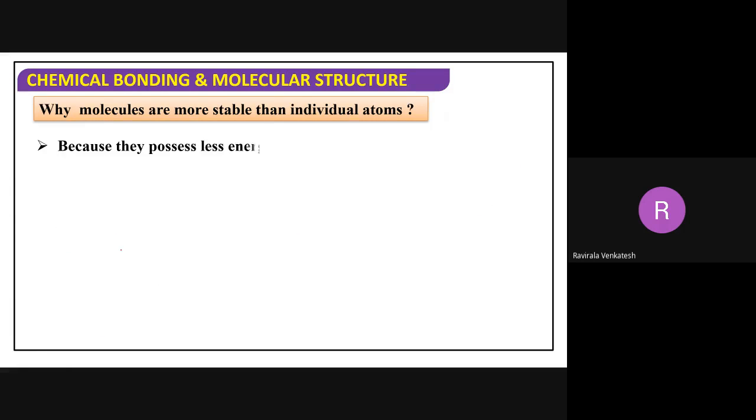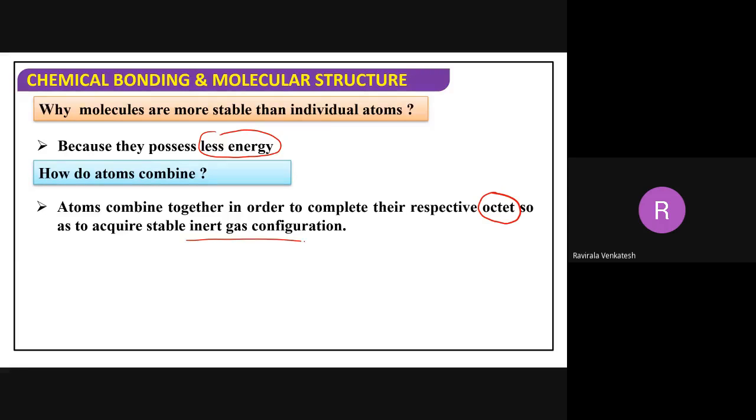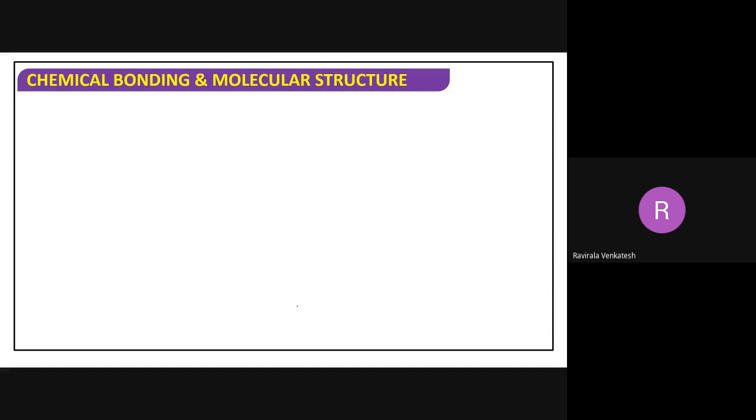Next, why are molecules more stable than the individual atoms? Because they want to get to lower energy and they want to get the octet configuration. The same thing we have to explain here. Atoms combine together in order to complete their octet and acquire the inert gas configuration: 8 electrons, ns2 np6 configuration. They want to get the ns2 np6 configuration. That is the reason.